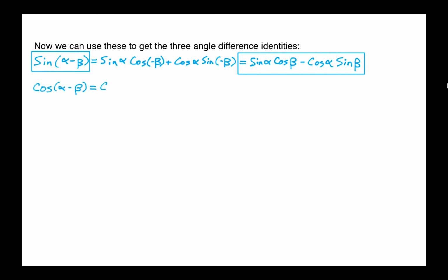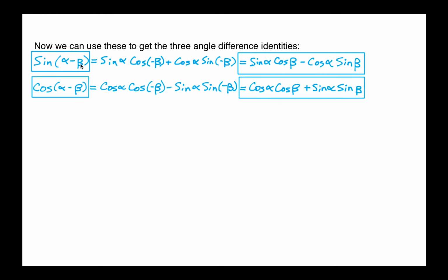For cosine, the difference identity goes like this: cosine alpha times cosine negative beta minus sine alpha times sine negative beta. And so again, when you're taking the cosine of a negative angle, you get the same as the cosine of the equivalent positive angle. And sine of negative beta is the same thing as negative sine beta. And so you're instead adding this last term. So just in case you weren't sure about the strategy here, what we did is we treated the alpha minus beta as alpha plus negative beta, and that way we were able to do a substitution and a simplification from there.